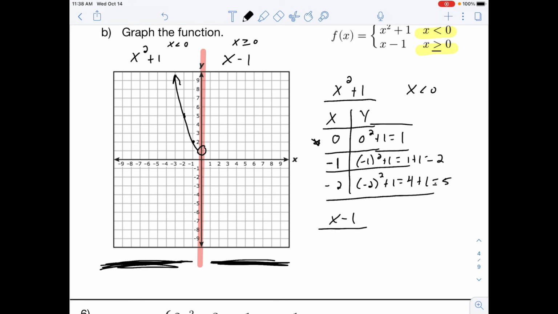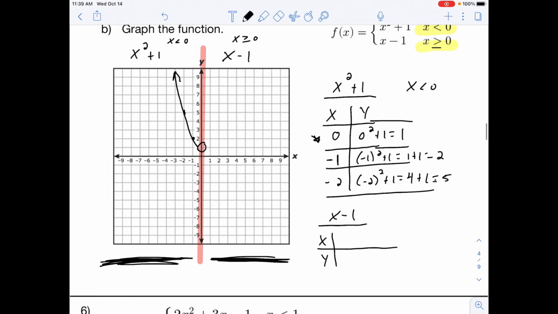Now this I want when, I'm going to do the table this way, just so I have enough room. I want to start at 0 again, but this time I'm including the 0. I'm including a 0, which means that when I plot that point, it's going to be a closed circle. So if I plug in 0, I get 0 minus 1, which is negative 1. So 0, negative 1, that's a closed circle, because again, my domain tells me I'm including it. I want this when x is greater than or equal to 0, which means I'm including that value.